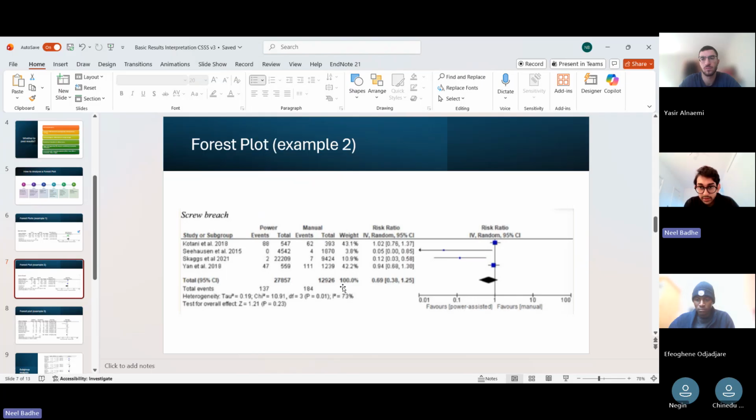So you infer from the heterogeneity and explain the model used. I don't think I can do that. Okay, no problem.